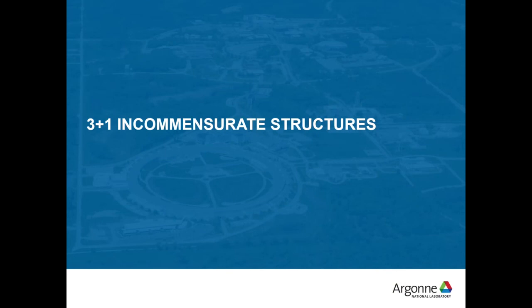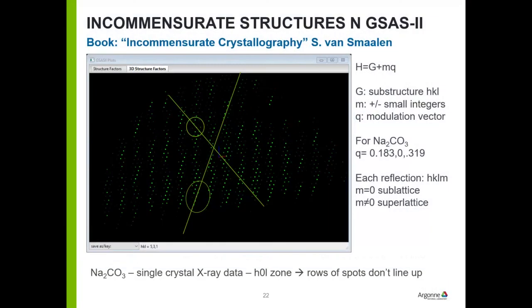Yet another subject. Incommensurate structures, and specifically 3+1 incommensurate structures. That's four dimensions, if you like. What's going on here? First of all, there's a book by Sanderbaum Smalen, which is really good about incommensurate crystallography, although he doesn't talk about magnetic structures at all, which is a bit unfortunate.